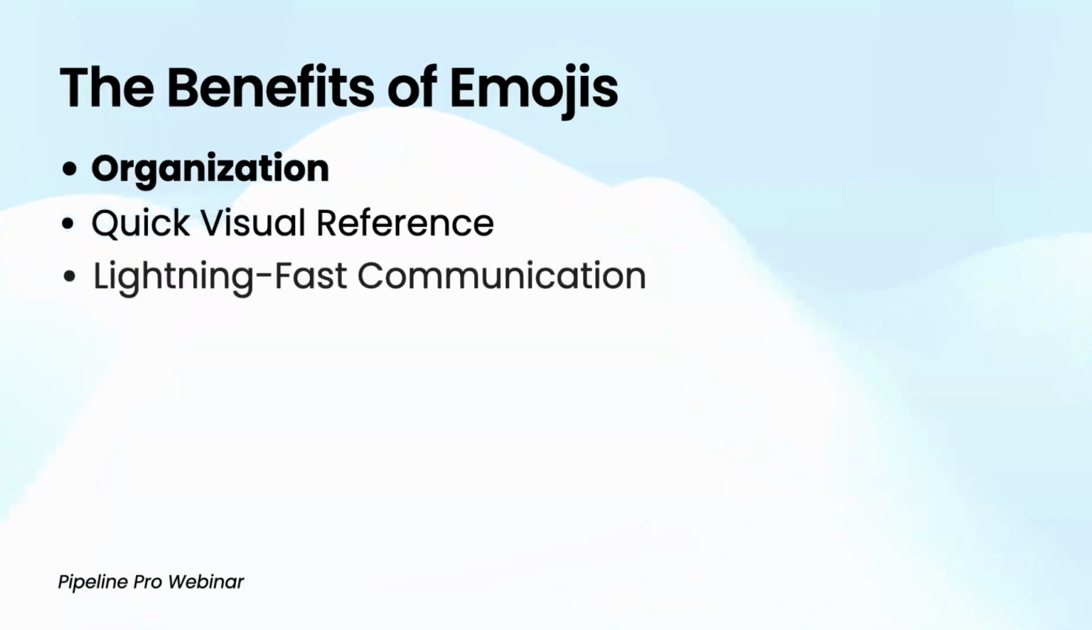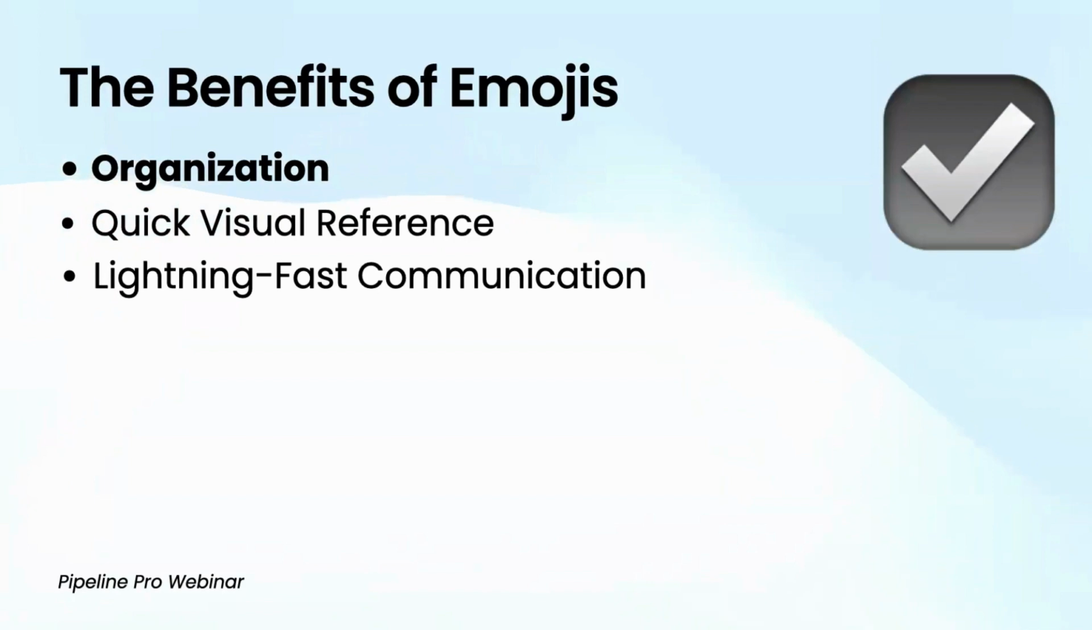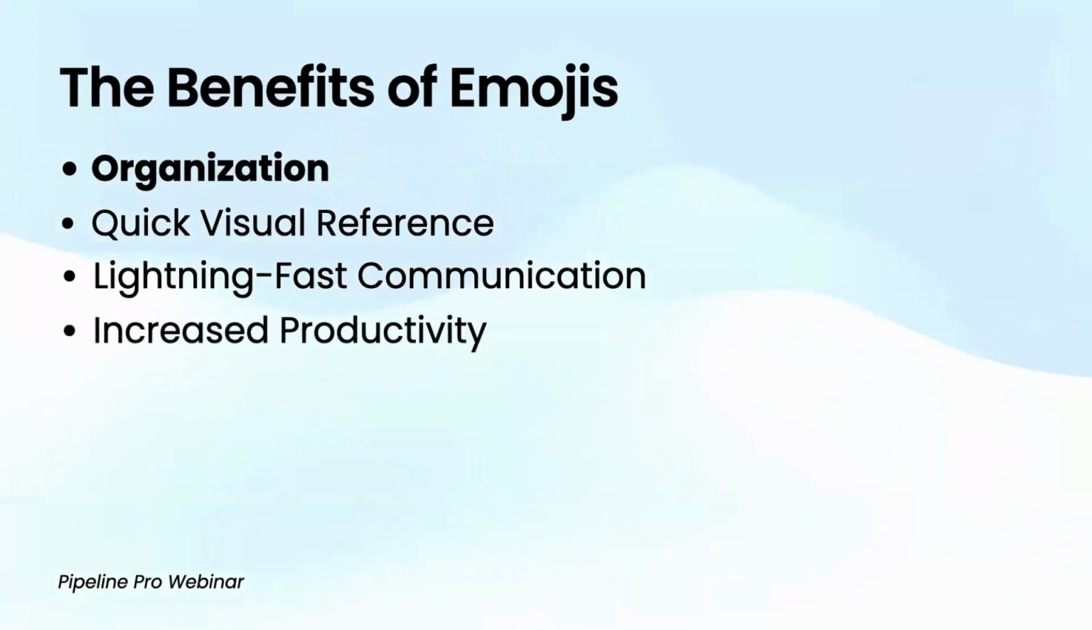They allow lightning-fast communication, conveying a message more clearly and efficiently than words alone. For example, a simple checkmark emoji can indicate agreement or approval, while a red exclamation point can signal urgency. Not to mention, emojis really do make working in pipeline more engaging. They help to keep people interested and motivated, which can lead to increased productivity.